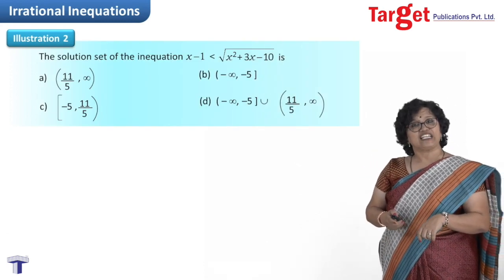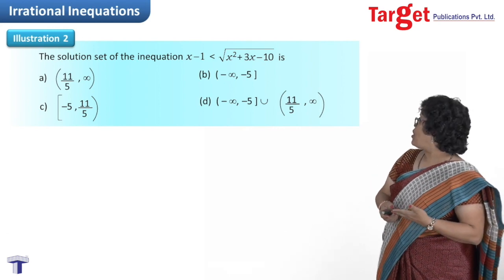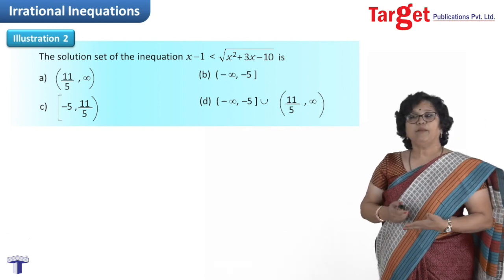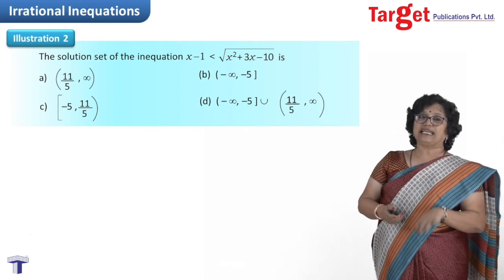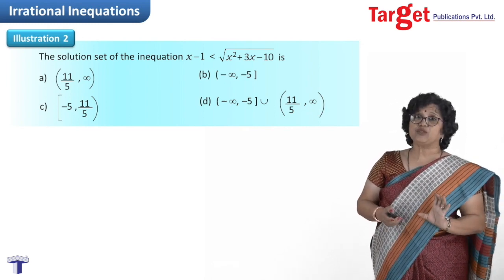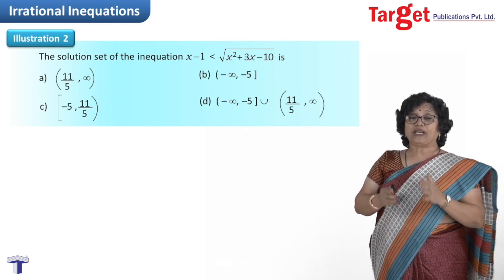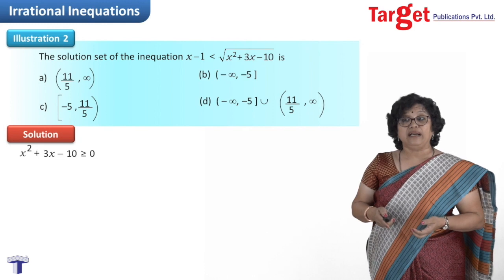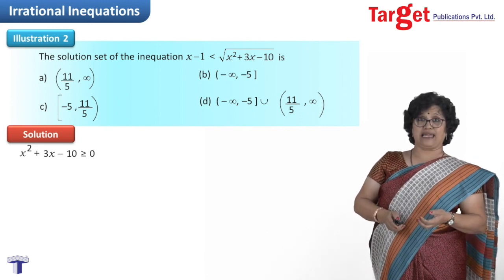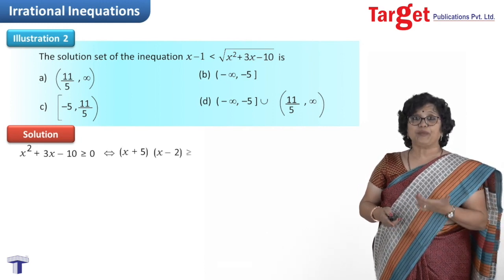Next one is x minus 1 less than square root of x square plus 3x minus 10. When I look at this, I realize that the left hand side x minus 1 can be negative also. So right now we do not have any condition on x minus 1. But the condition on x square plus 3x minus 10 will have to be put, and that has to be non-negative.